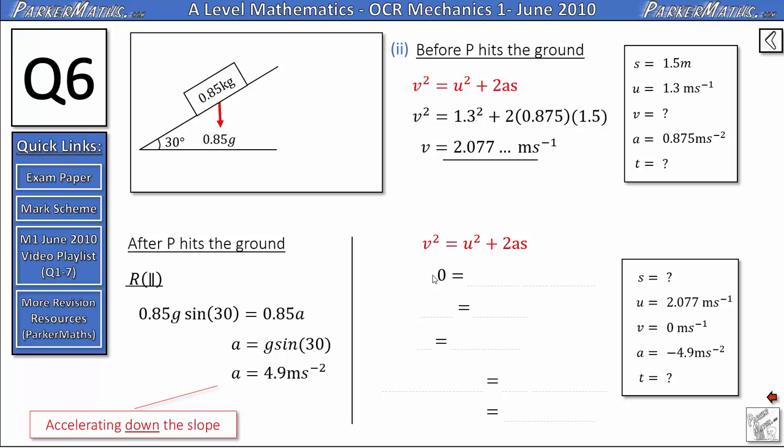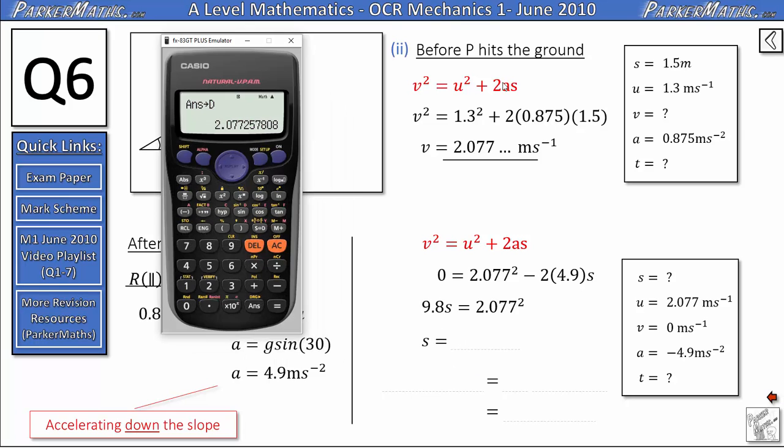So we get 0 squared equals 2.077 squared. As a is negative, we're going to get minus 2 times 4.9 times s. If we rearrange by adding the second term to both sides of the equation, we get 9.8s, I've worked out the 2 times 4.9 here, equals 2.077 squared, and if we divide through by the 9.8, we'll get a value for our distance. So remember, I've got my value stored as D. I'm going to square it and then divide by 9.8. And that gives me 0.44 and so on meters.